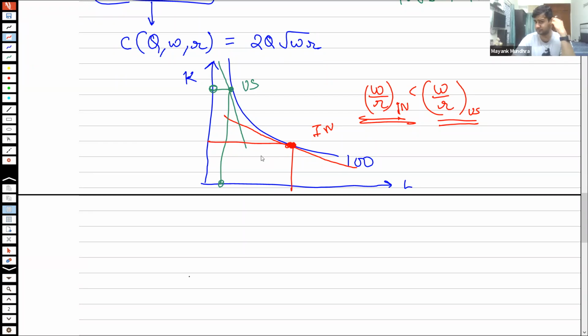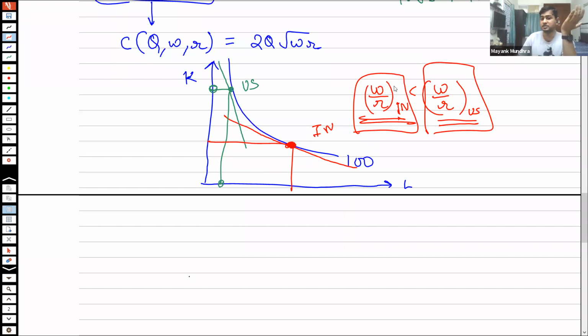So yeah, India and US are going to pick different points because the MRTS of India and US are different. India, since its W by R is smaller, picks a point where MRTS is smaller, so it is going to pick a higher amount of labor. So the labor employed by India is going to be more, whereas the labor employed by US is going to be smaller.